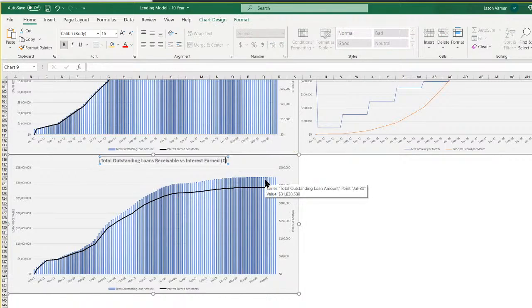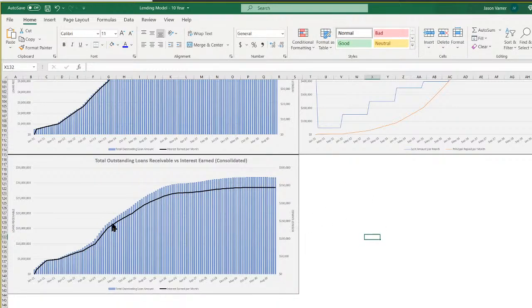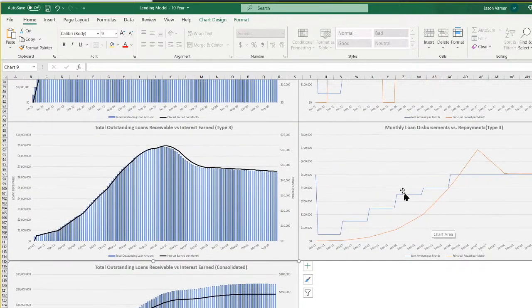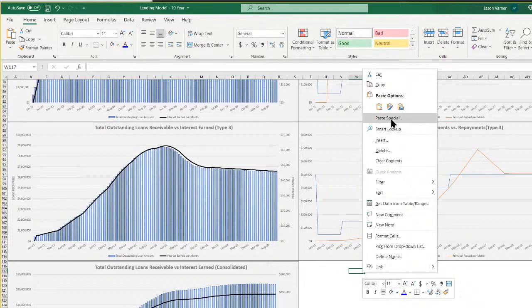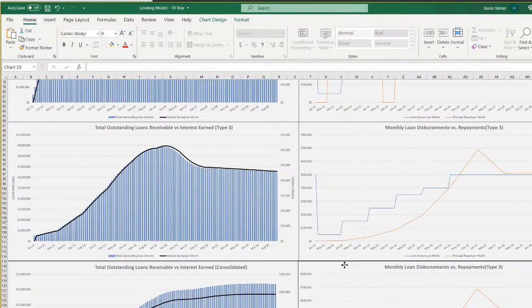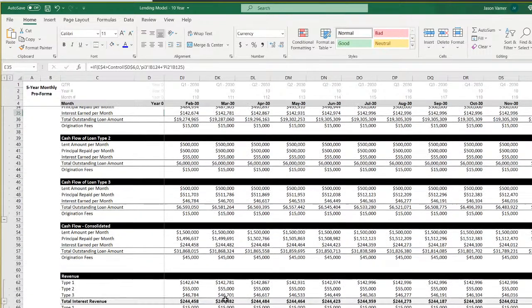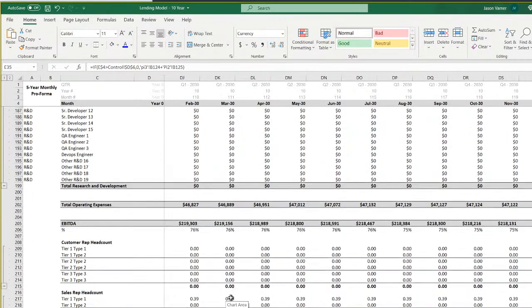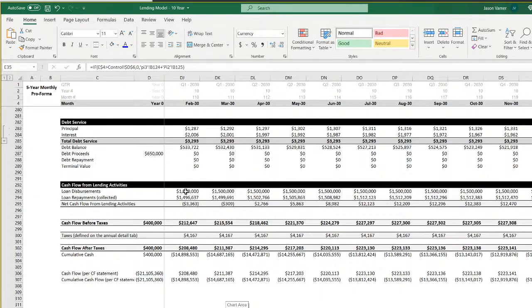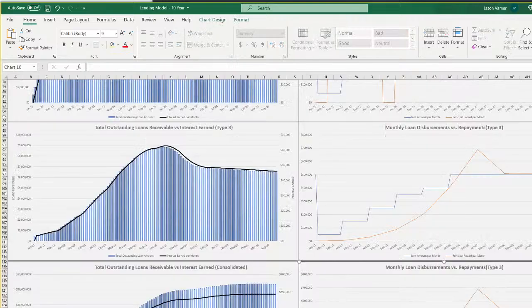So on a full level, you can see what your outstanding receivables are versus what interest is being collected, and then how much you're giving out per month versus what's being repaid. And that's going to give you your net, this number down here, distributions versus repayments, and that net is what we're focused on in the second visual.